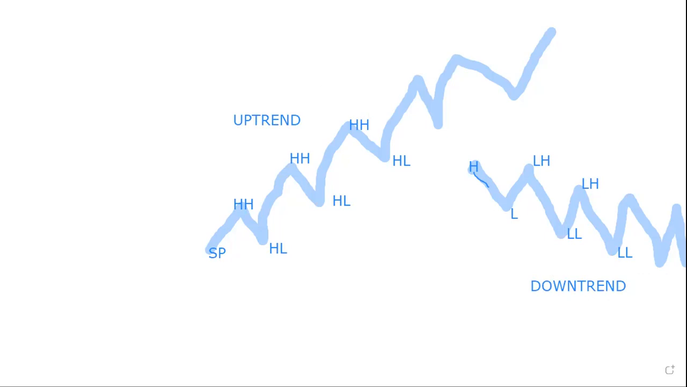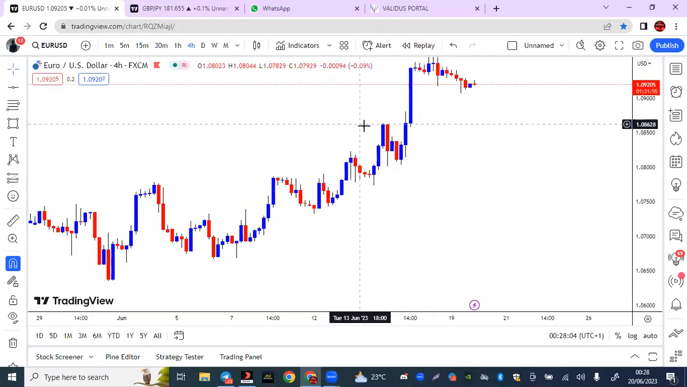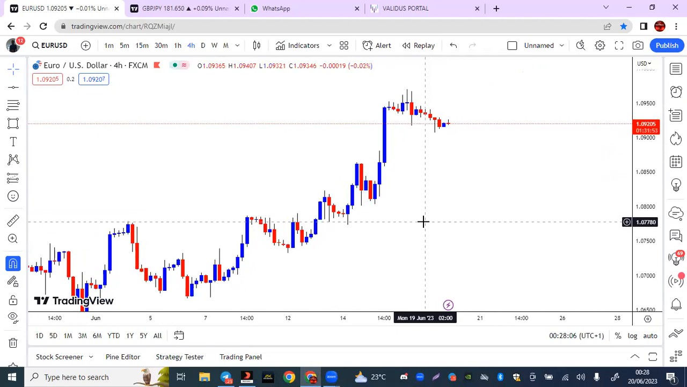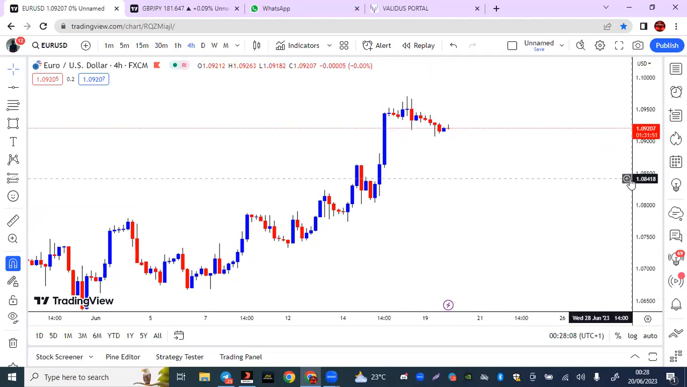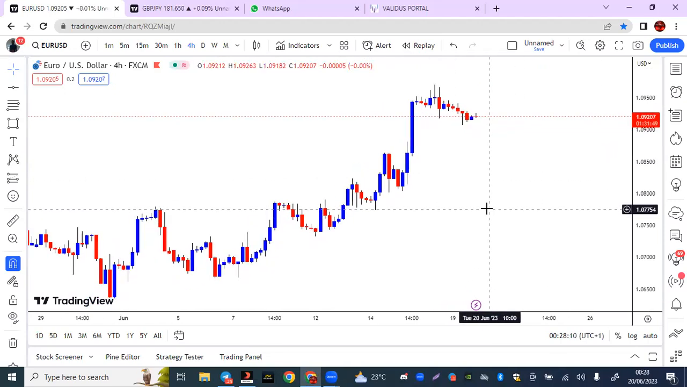Let's see how this plays out in the real market situation. You can see the chart now, right? Not the whiteboard. Can you see the chart, or is it still the whiteboard that's showing? We can see the chart now. Okay.